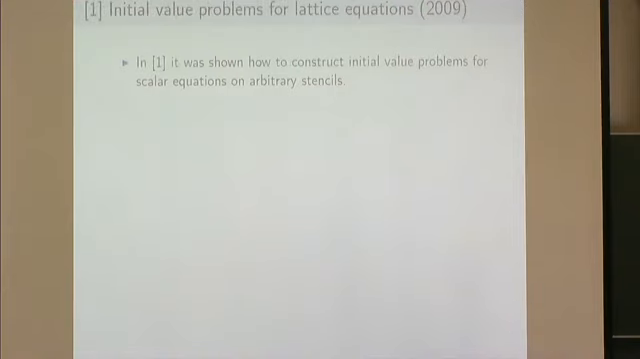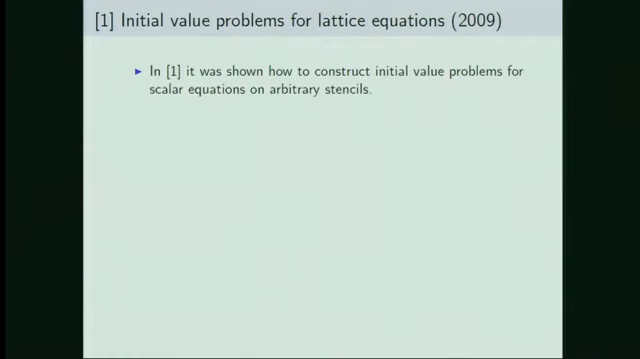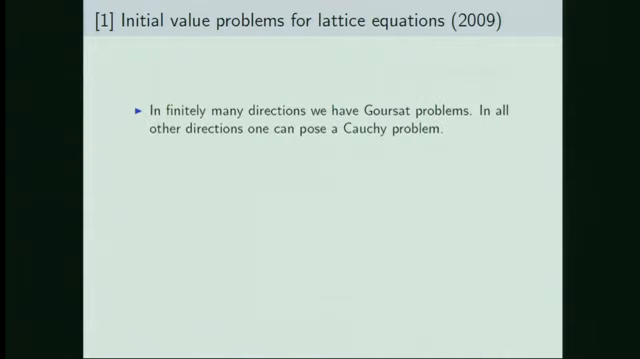So in this paper, due to this geometric condition, I showed that you can get initial values for equations on arbitrary stencils. So the main result is that in finitely many directions, for any stencil, you would have a Gauss-Sut problem, and in other directions, you have a Cauchy problem.